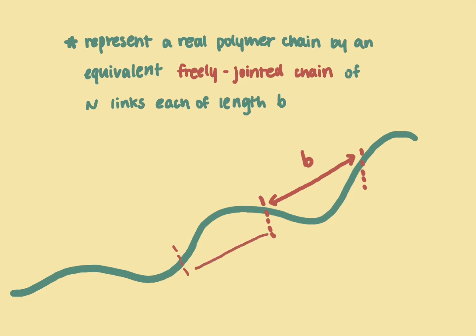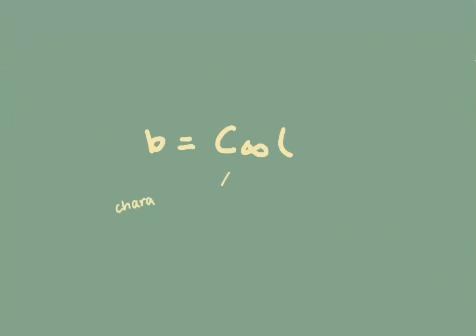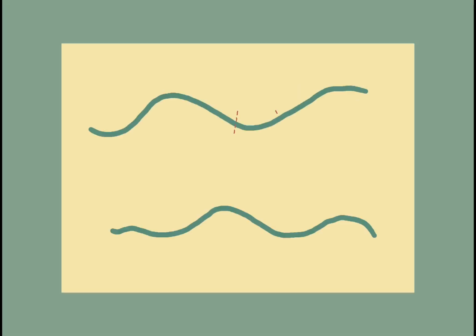For a polymer of contour length L, the number of Kuhn segments is given by n equals L divided by B. The Kuhn segment length B can also be represented as C infinity times l, where C infinity is the stiffness of the chain and l is the bond length. This formula gives us a very intuitive way to think about the relation of Kuhn segment length and the polymer stiffness. As the Kuhn segment length increases, the stiffness of the chain also increases.